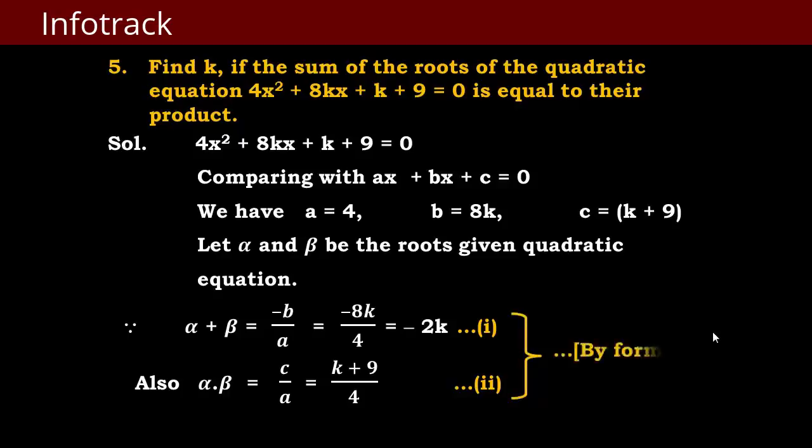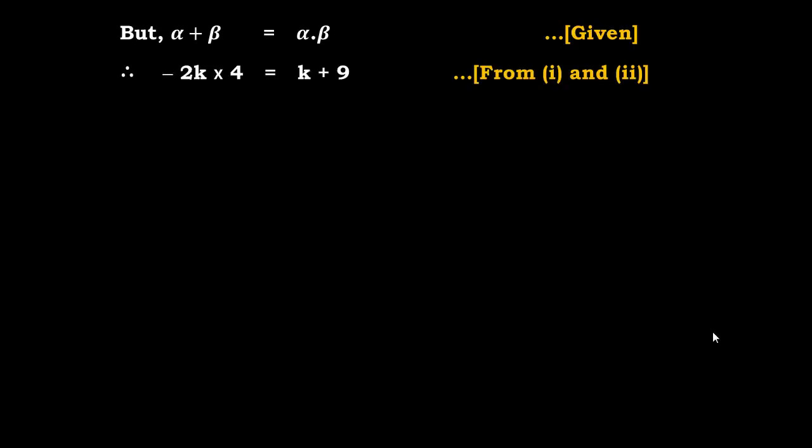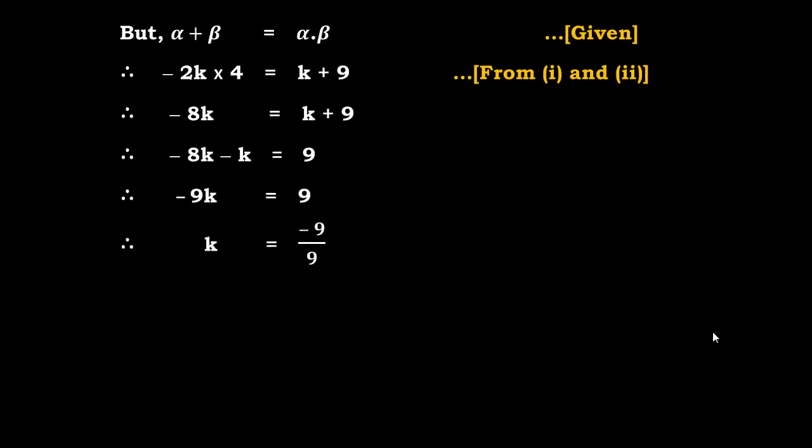Now we can write, according to the given condition, alpha plus beta is equal to alpha into beta. Now substitute the value of alpha plus beta and alpha into beta from 1 and 2: minus 2k into 4 is equal to k plus 9. So by solving this equation, we have minus 8k is equal to k plus 9. So minus 8k minus k is equal to 9. Minus 9k is equal to 9, that means k is equal to minus 9 upon 9.